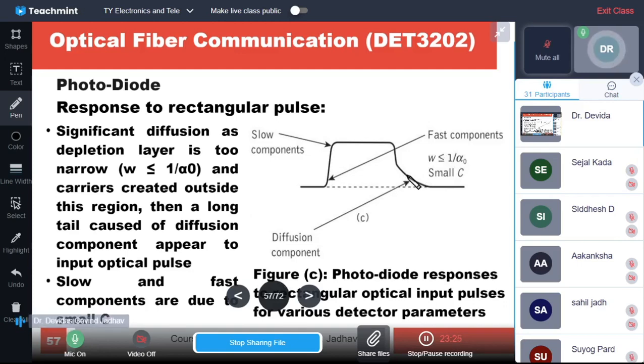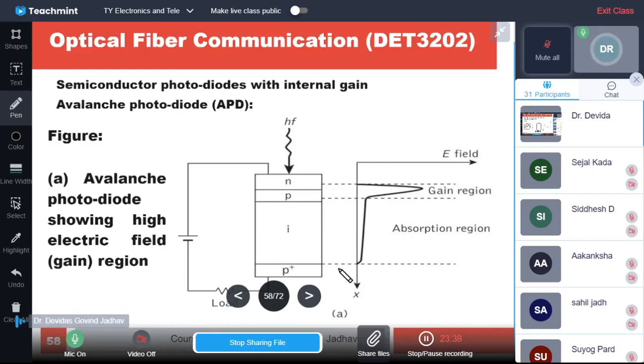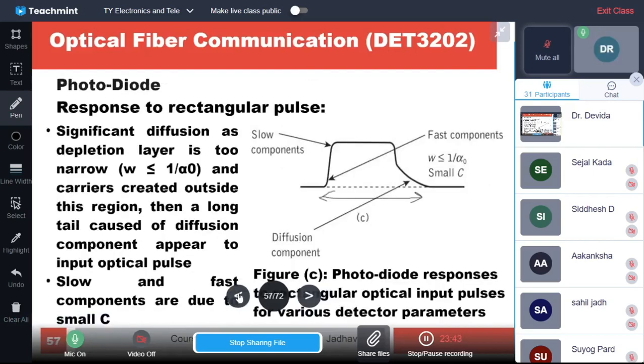So the rectangular pulse gets delayed. Again, the pulse duration is increased, and that limits the speed of response, the speed of operation and the data speed. So these are the criteria which are affecting the operation.